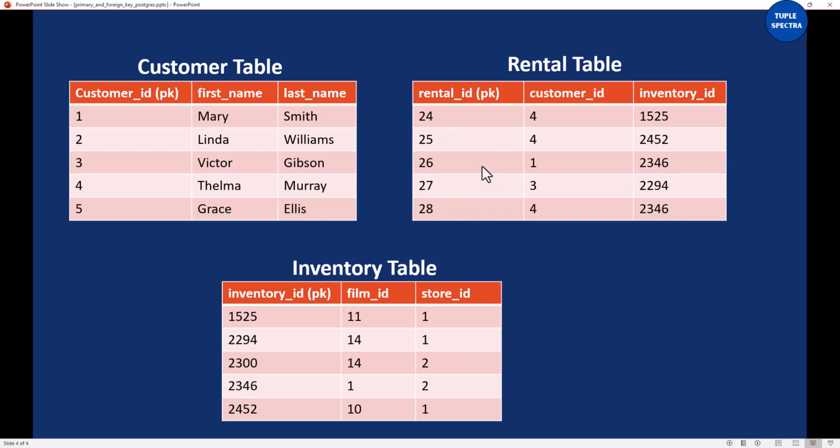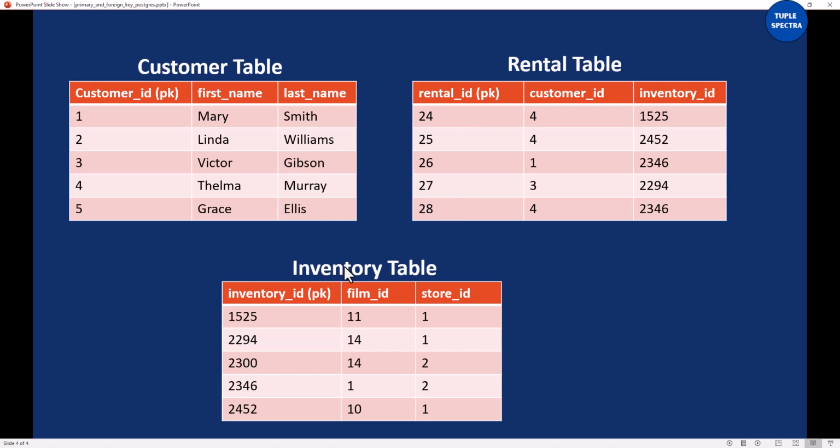24, 25. So that means that one customer can rent as many movies or as many films as possible, right? So in that case, each customer can have more than one rental ID, which is what you have seen right here. So rental ID right here is the primary key because this is unique.